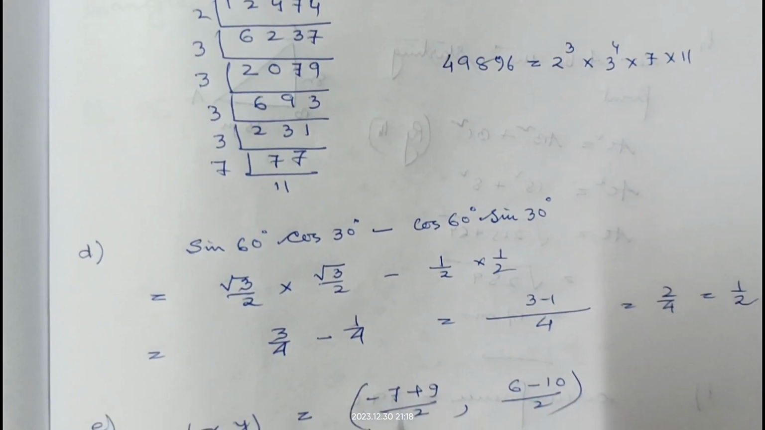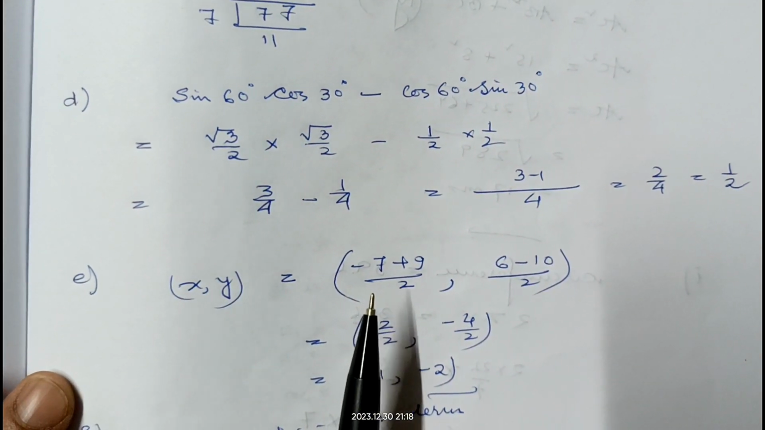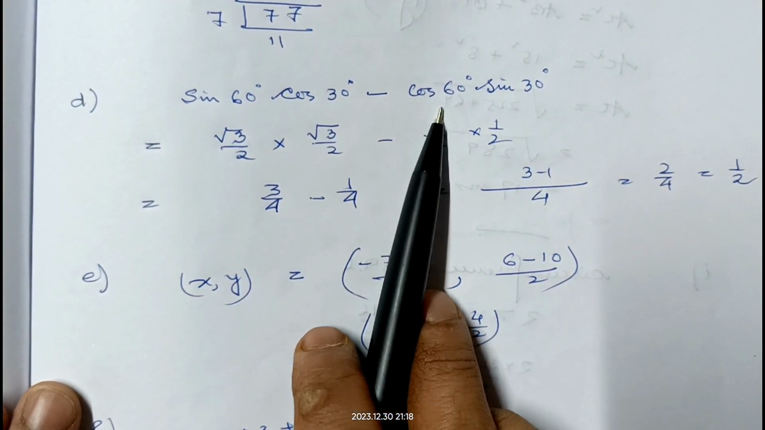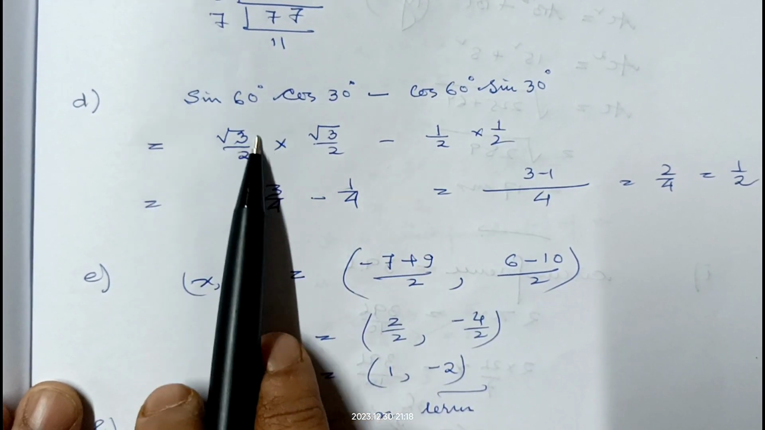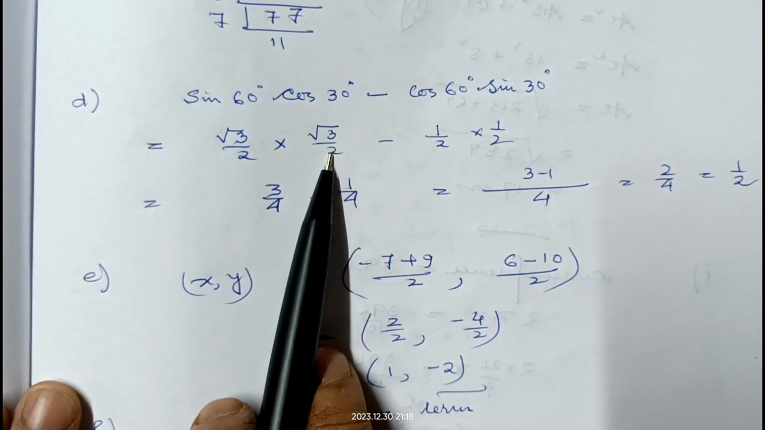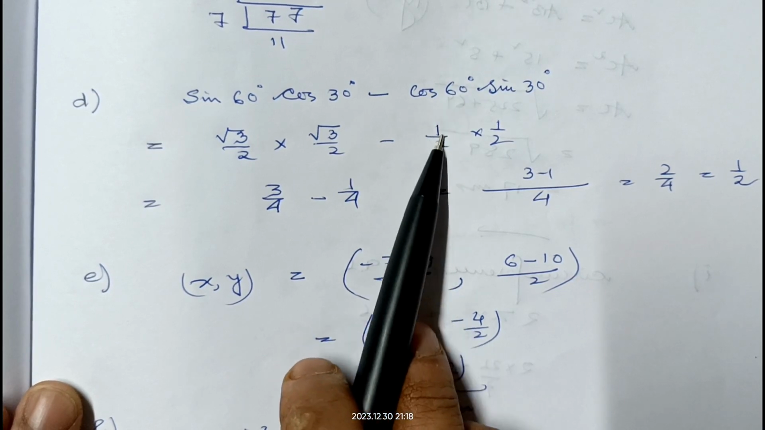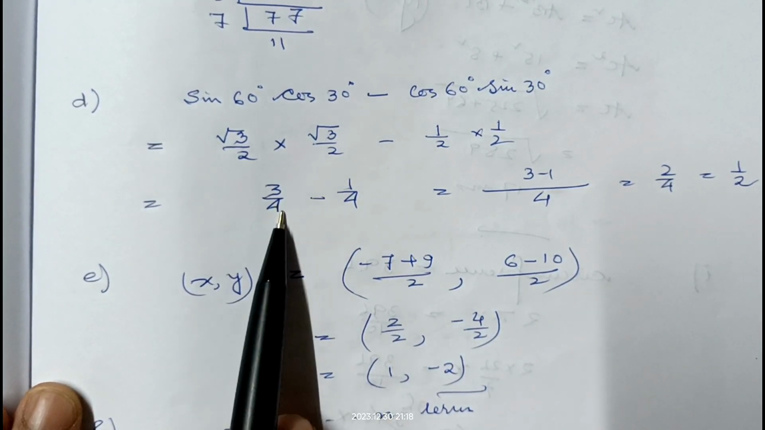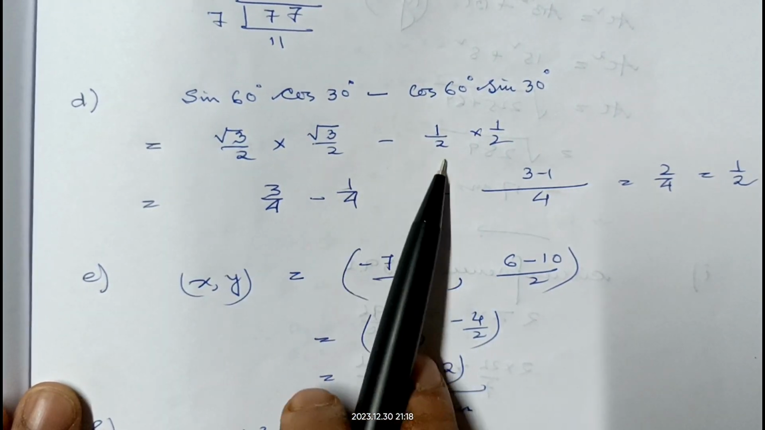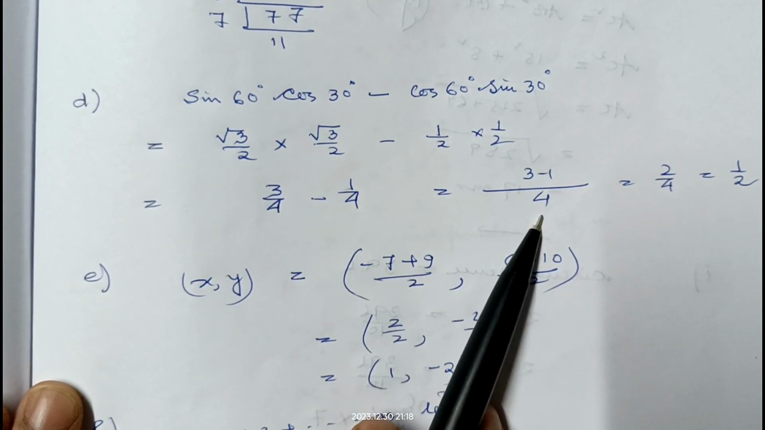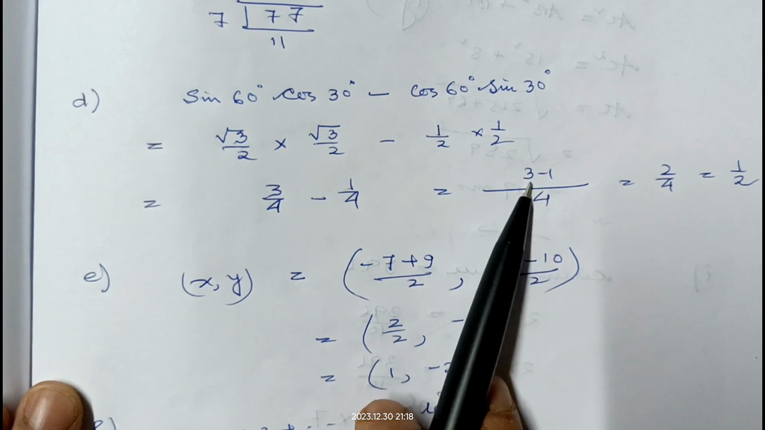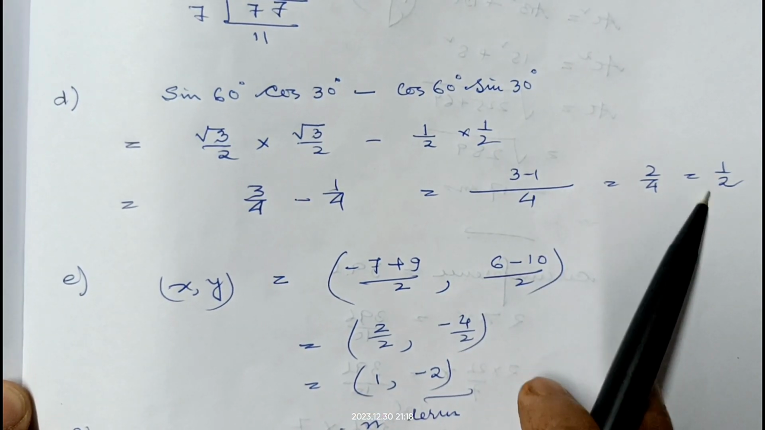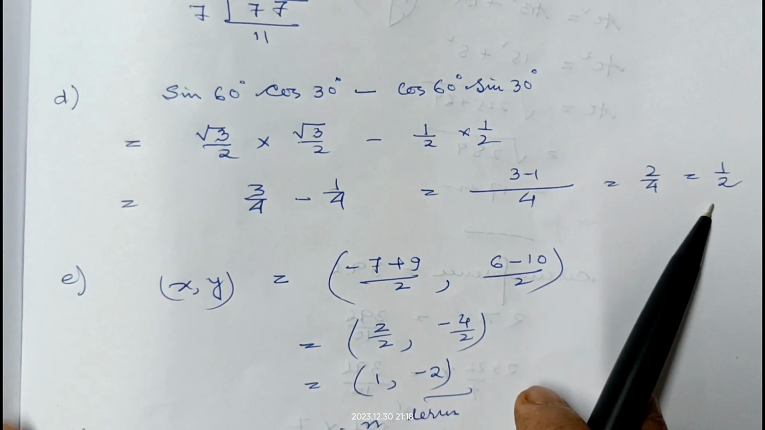In question number D, it is given, find the value of sin 60 cos 30 minus cos 60 sin 30. Sin 60 value is root 3 by 2, cos 30 also root 3 by 2, minus cos 60 is half, sin 30 is also half. So root 3 into root 3, 3 by 4, minus 1 by 4, LCM 4. So it will be 3 minus 1, 3 minus 1 is 2, 2 by 4, which will give half. Therefore the required value is half.